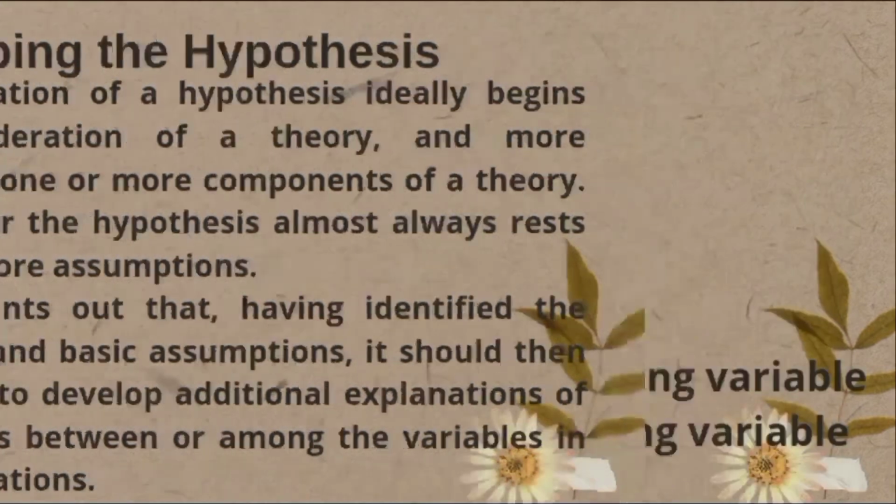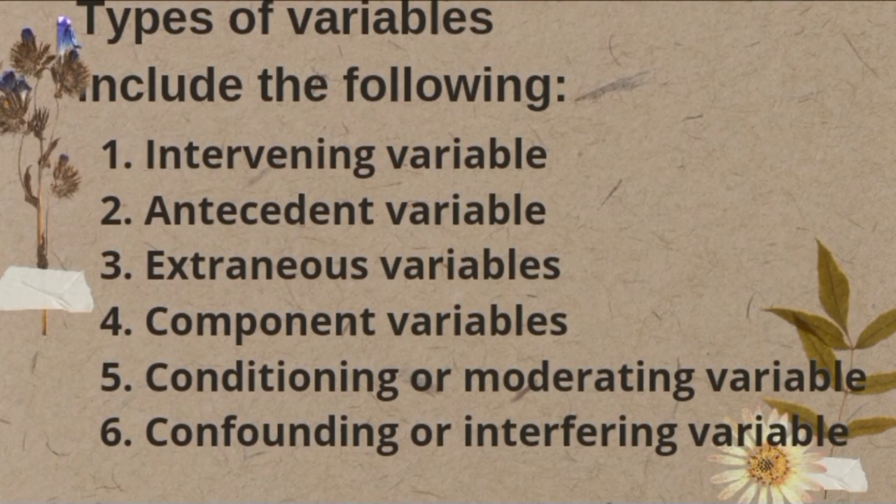specific situations. Variables include the following: First, intervening variable. Second, antecedent variable. Third, extraneous variables. Fourth, component variables. Fifth, conditioning or moderating variable. And the last one is confounding or interfering variable.